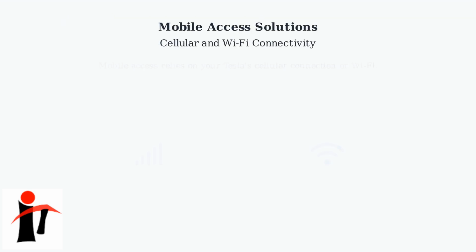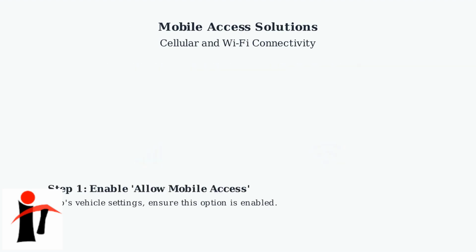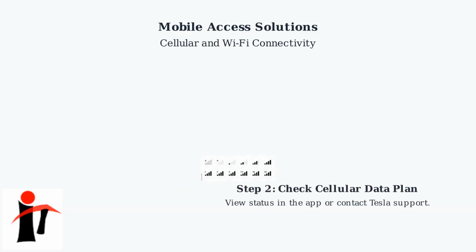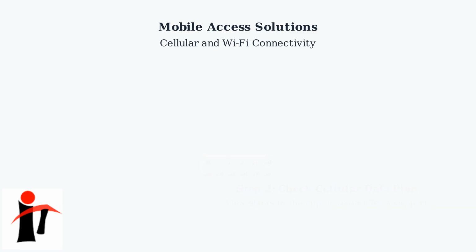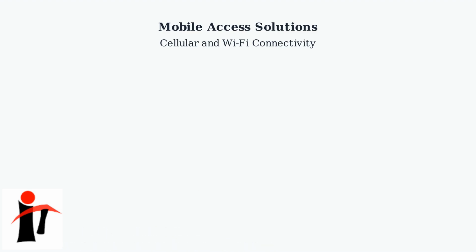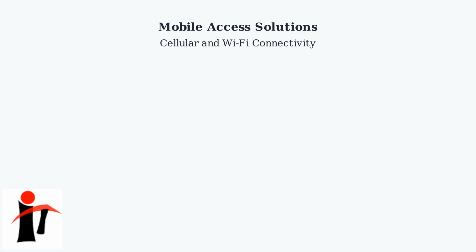Mobile access relies on your Tesla's cellular connection or Wi-Fi. Ensure Allow Mobile Access is enabled in the app's vehicle settings. Check your vehicle's cellular data plan status in the app or contact Tesla support. If in an area with poor cellular reception, try connecting your Tesla to a Wi-Fi network. Toggling airplane mode on your phone can also sometimes refresh the connection.